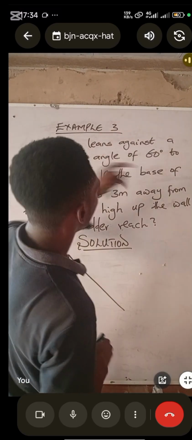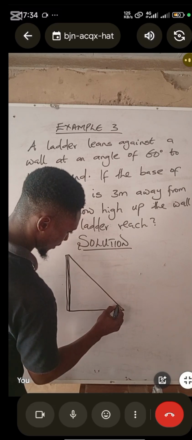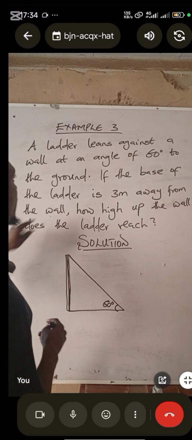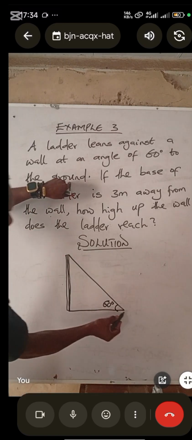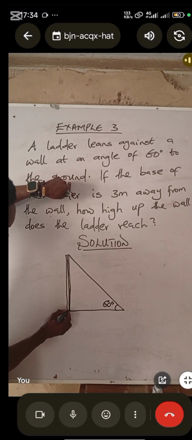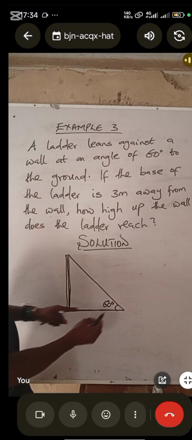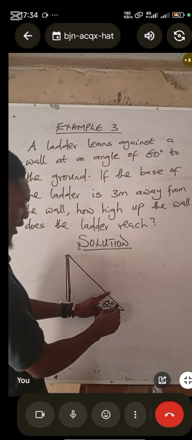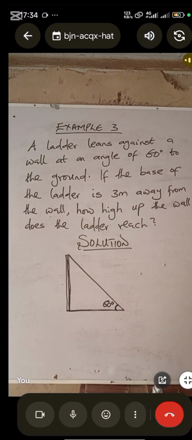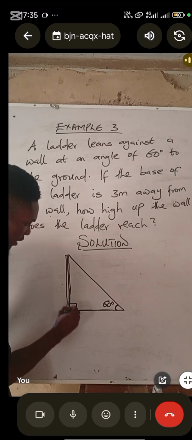at an angle of 60 degrees. So the inclination of this ladder is an angle of 60 degrees to the ground. You know that this is the wall, this is the ground. This is the ground of the wall. And this is the ladder leaning on the wall. So the angle of inclination from the ladder to the ground is 60 degrees. So you can see that automatically these have formed a right angle triangle, of which here is 90 degrees.